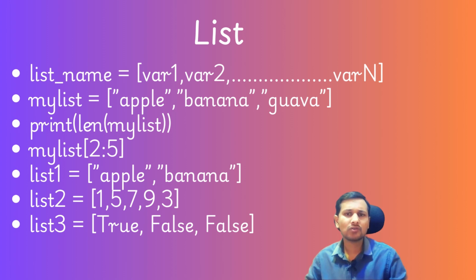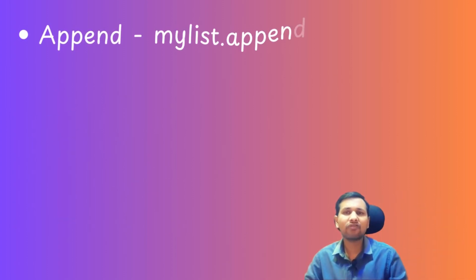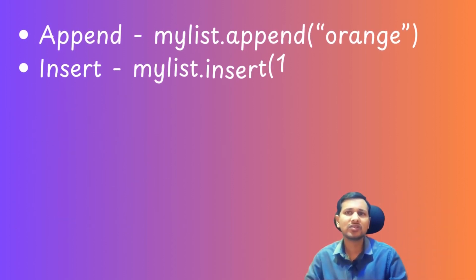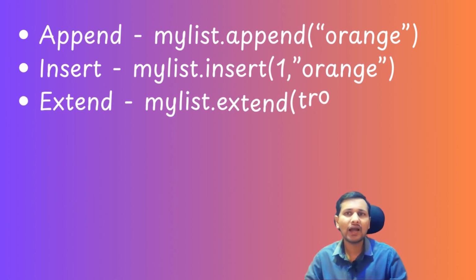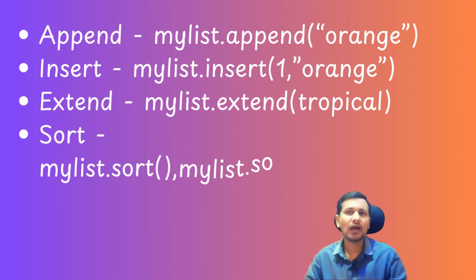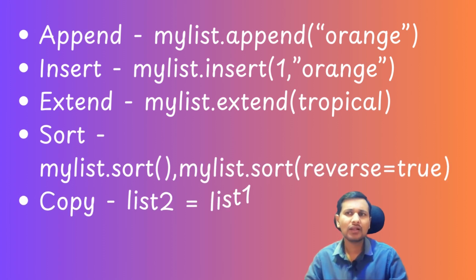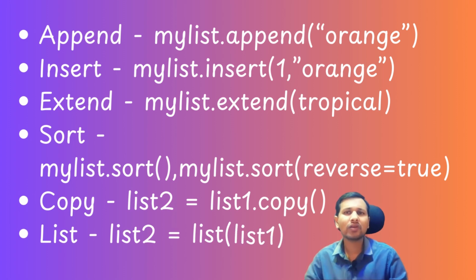There can be different kinds of lists, with integers, string type or boolean type. There are also individual methods in list, such as append, which we can use to add elements and add new indexes. We can use insert to insert an element at a particular index, like mylist.insert(1, "orange"). We can use extend to add to a list. Suppose we use mylist.extend(tropical), that will add tropical to my list.